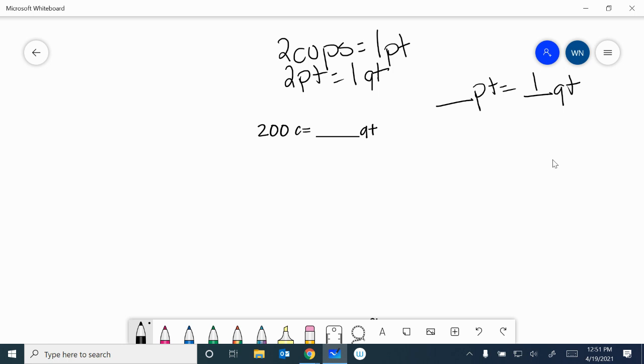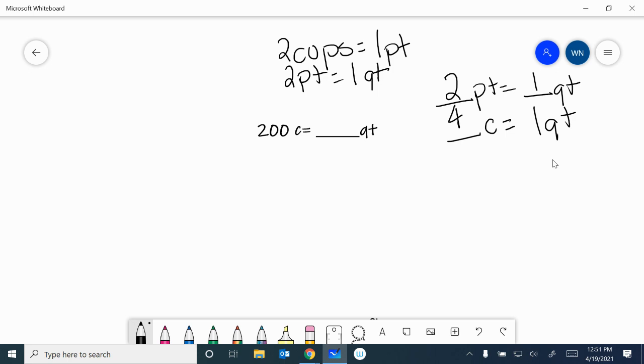Let's try that first. We already know that there's 2 pints to 1 quart. So now let's figure out how many cups are in 1 quart. So we're trying to look for how many cups would be in 2 pints. So I know that there are 2 cups in 1 pint. If there's 2 cups in 1 pint, that means there are 4 cups in 2 pints. And if there's 4 cups in 2 pints, then there's 4 cups in 1 quart.